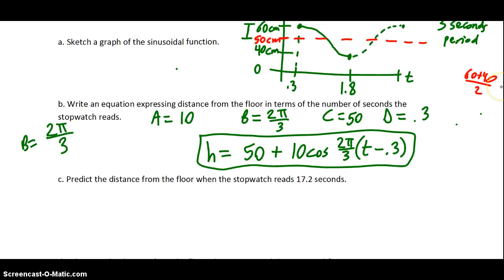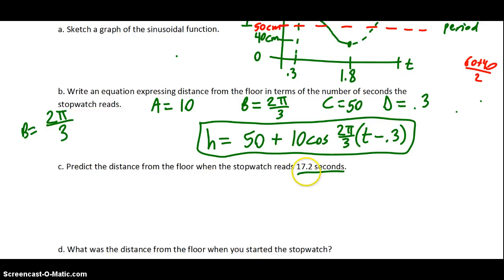Alright. Predict the distance from the floor when the stopwatch reads 17.2 seconds. What variable in this equation would be seconds? Well, that would be t. So we're plugging in 17.2 seconds for t. So you're going to do h equals 50 plus 10 cosine, let's see, 2 pi over 3 times 17.2 minus 0.3.